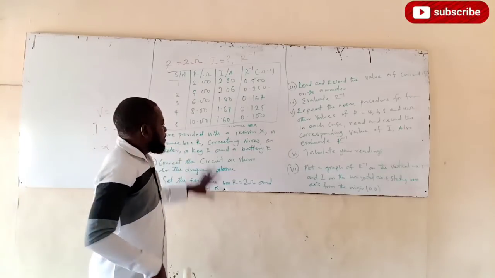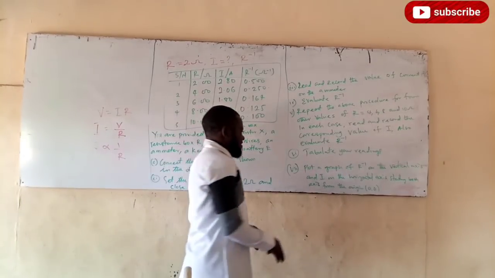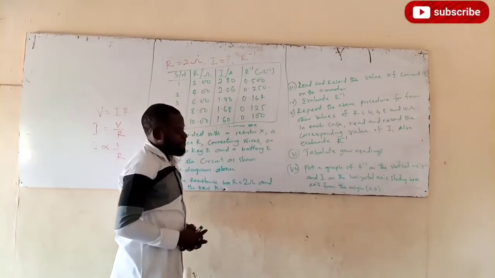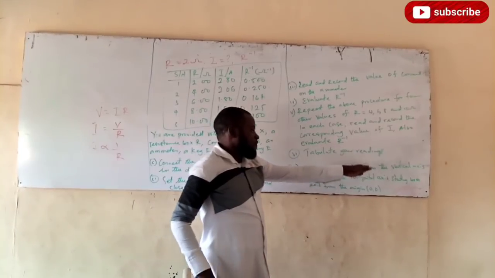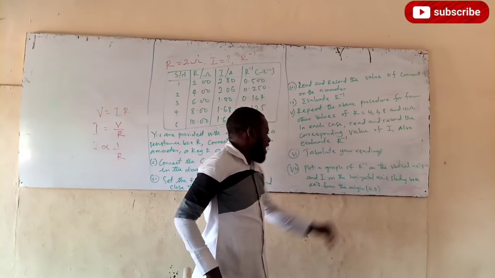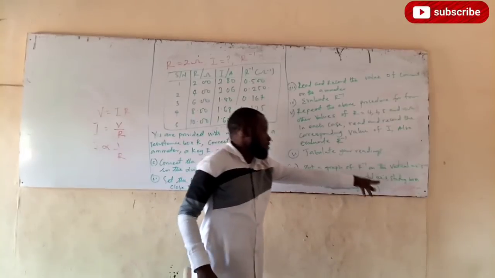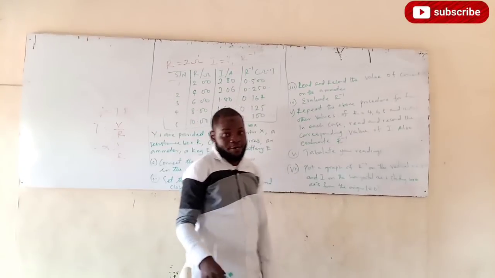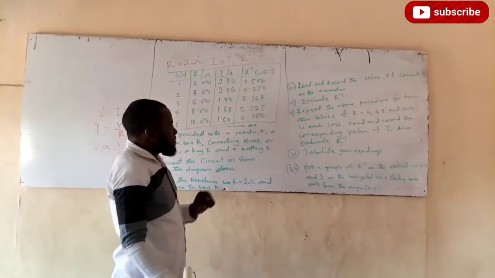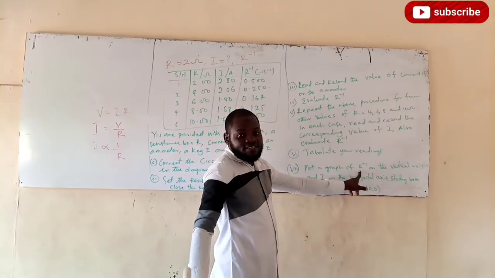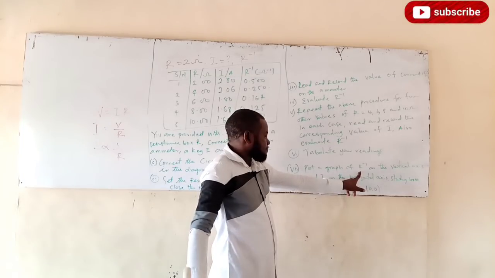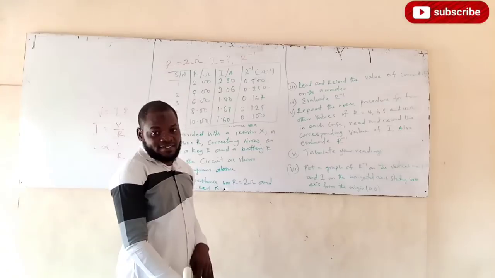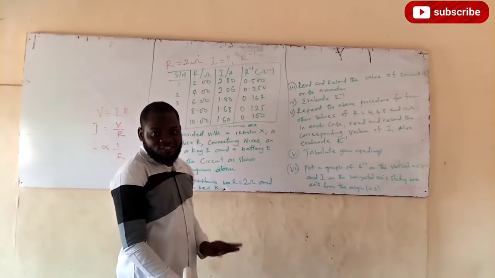Okay? Now, we've gotten the readings. What's the next thing? Tabulate your readings. That's what we've done. We've tabulated the readings and plot a graph of R inverse on the vertical axis and I on the horizontal axis, starting both axes from the origin 0, 0. Watch something here. By the time you plot the graph of R inverse on the vertical axis and I on the horizontal axis, do you know what you're likely to have?